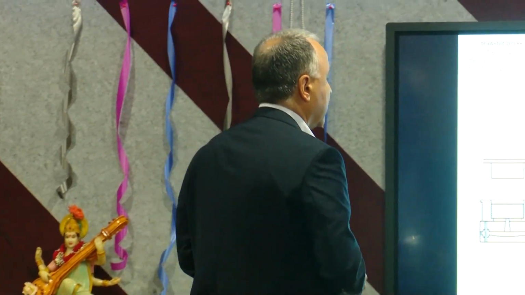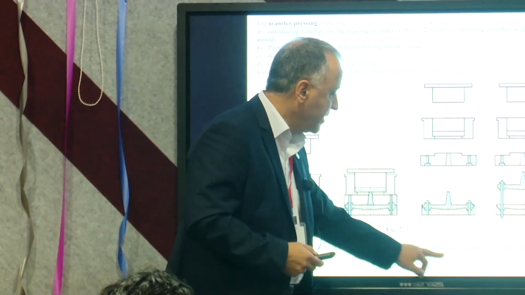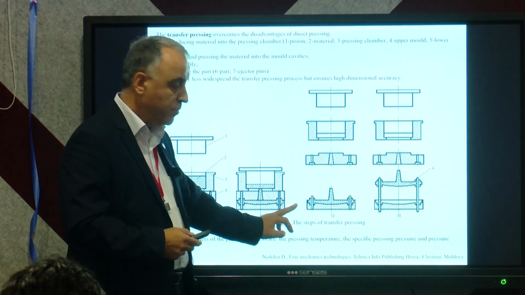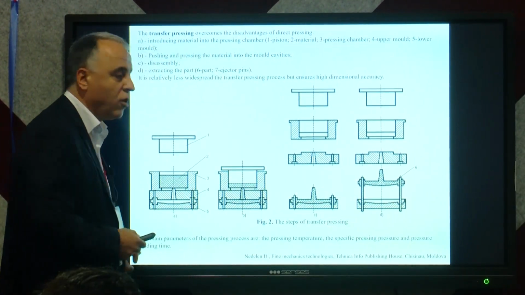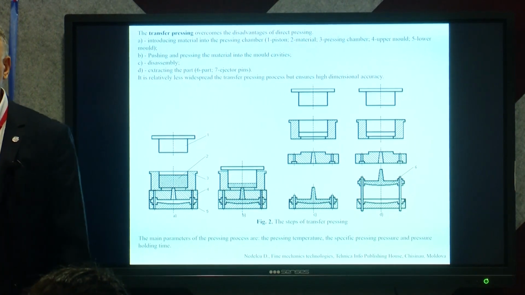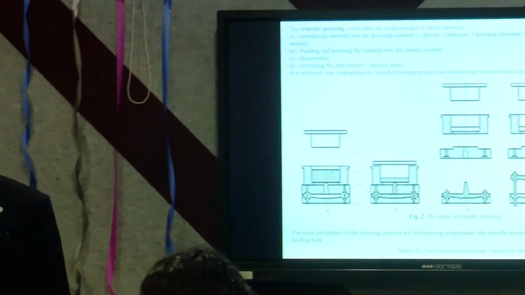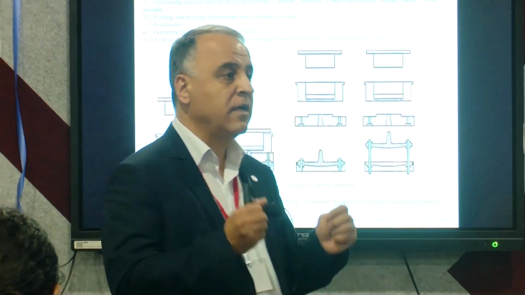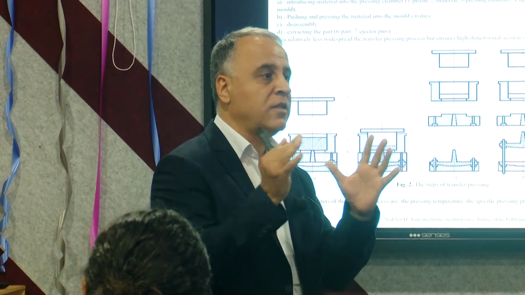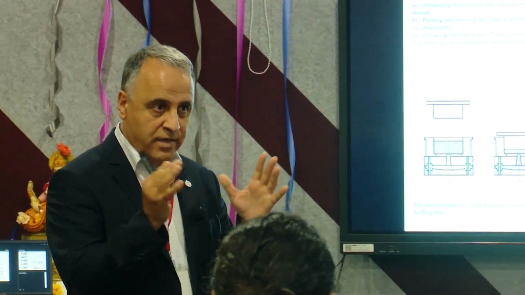The main parameters of the pressing process are pressing temperature, which is important, the specific pressing pressure, and pressure holding time. Why do you need the pressure holding time? You will see afterwards. For the setting of the plastic, yes, and for the uniformity of the structure inside, I mean a compact structure of the material.